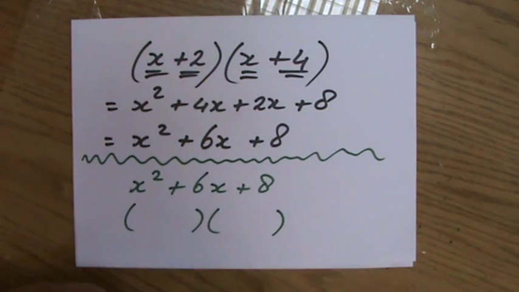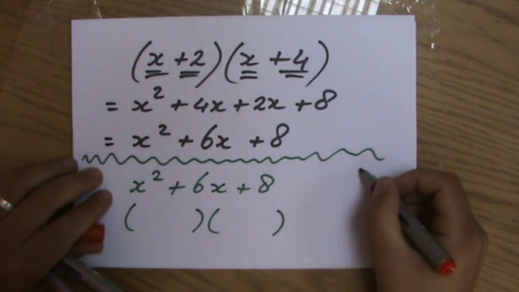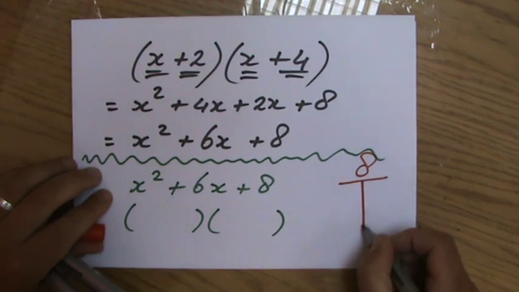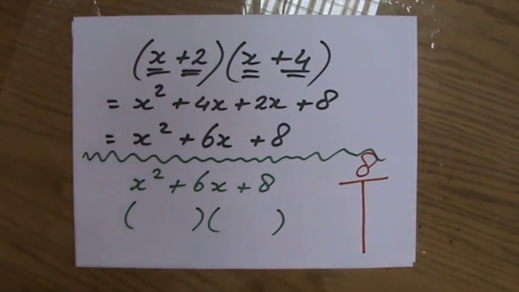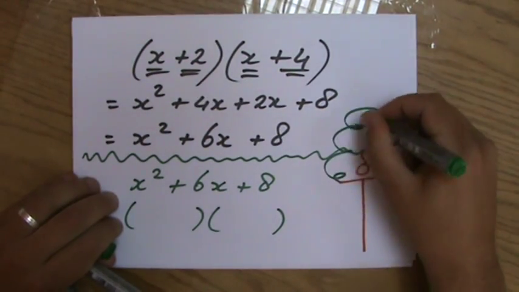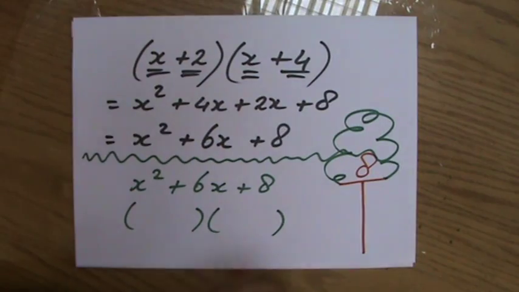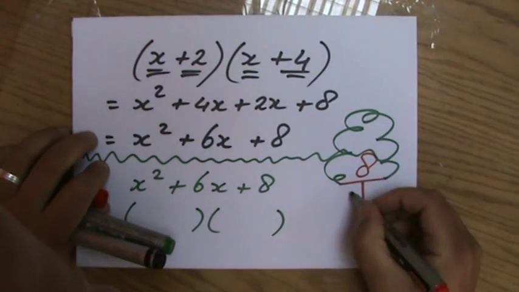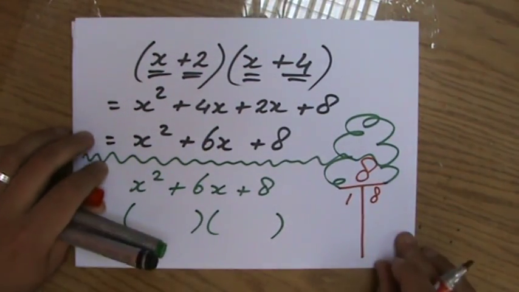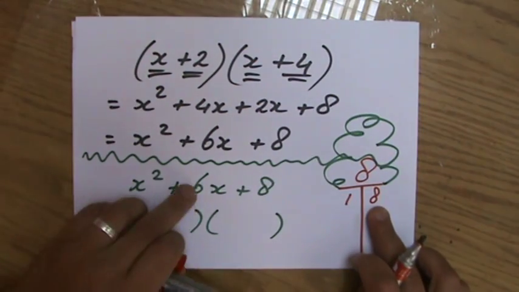Now, if you don't know it, you could make what I call a factor tree, because this perhaps looks a little bit like a tree. 8: what times what is 8? Well, for instance, 1 times 8 is 8. 1 plus 8, is that 6?